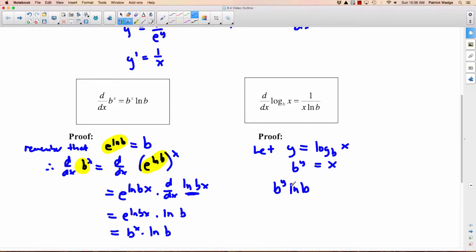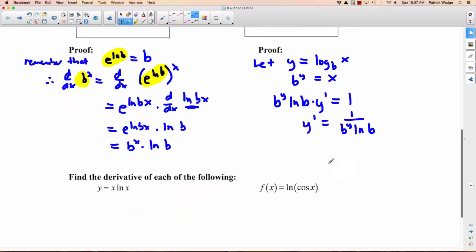But wait a minute, this is with y's, so we have to differentiate implicitly, so we have to multiply by y prime. And on the other side, we just get 1. Okay, solving for y prime is very easy. It's 1 over b to the y power times the natural logarithm of b. And then we see that b to the y is just the same as x. So in this statement right here where it says b to the y, we can just write x right there. And we end up with exactly the answer we're looking for.